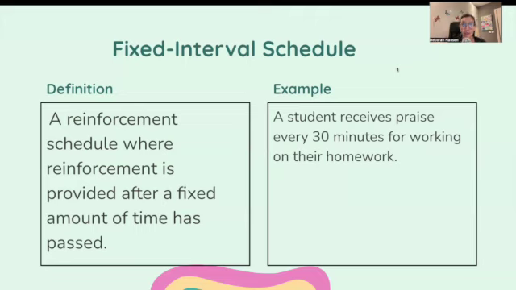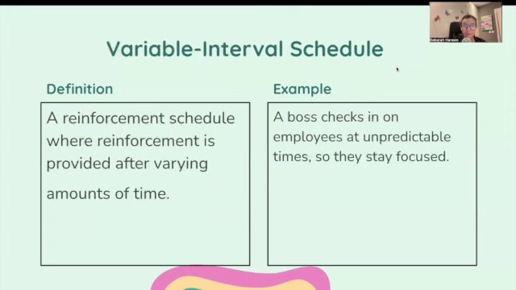Fixed interval schedule. A reinforcement schedule where reinforcement is provided after a fixed amount of time has passed. A student receives praise every 30 minutes for working on their homework. Variable interval schedule. A reinforcement schedule where reinforcement is provided after varying amounts of time. So a boss checks in on employees at unpredictable times so that they stay focused. Teacher would do the same, right?